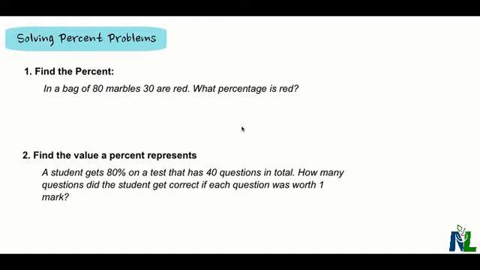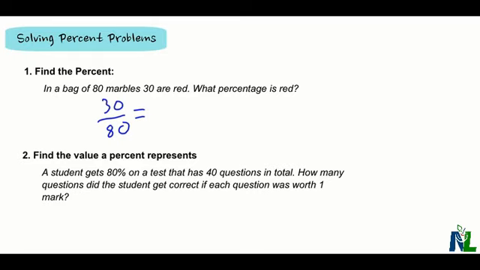There are three different types or categories of percent problems that I see you should be familiar with. These first two you already know, but I'm going to go over them anyway just to show the difference between the last one. So if you just want to find a percent, like in the first problem here, where you have in a bag of 80 marbles, 30 red ones, you would just take your 30 and divide it by 80 and get your decimal from there.